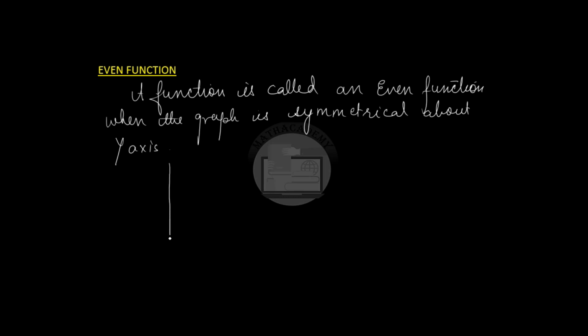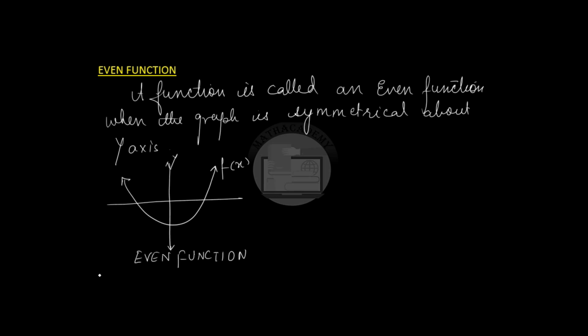A function is called an even function when the graph of that function is symmetrical about y-axis. So suppose we have a function whose graph is something like this. We say that this is a graph of an even function. F of x is even because this graph is symmetrical about y-axis. Okay, so by looking at the graph we can tell whether a graph is an even function or not.